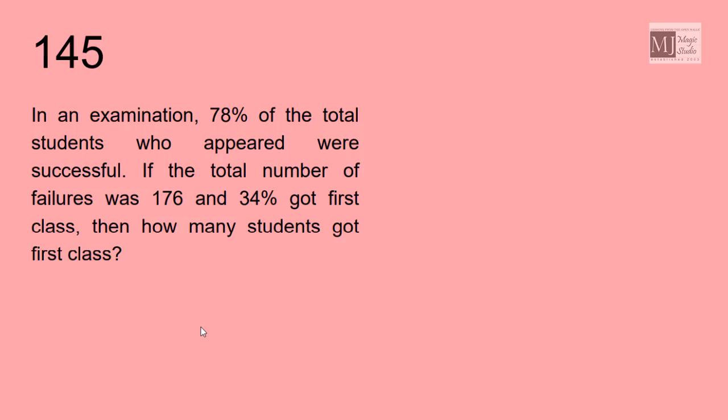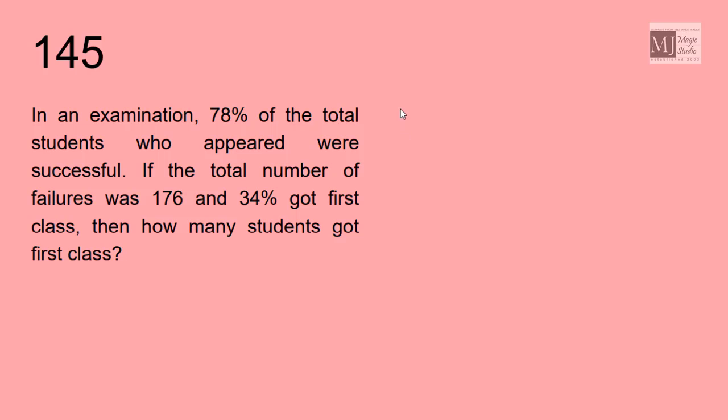In an examination, 78% of the total students who appeared were successful. If the total number of failures was 176 and 34% got first class, then how many students got first class? And the fastest finger first with the correct answer was of Miss Smriti Chandra of AIEM, Kolkata, a budding engineer. So let's solve according to her solution.